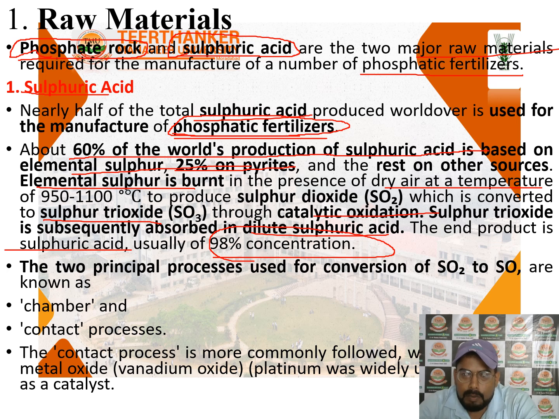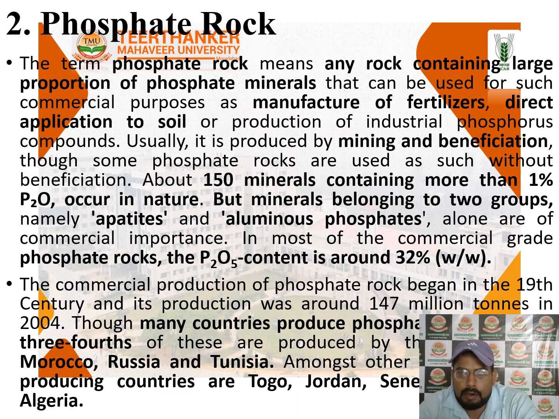There are basically two principal processes used for the conversion of sulfur dioxide: the chamber process and the contact process. The contact process is commonly followed, with metal oxides and platinum widely used as the catalyst. The first material is sulfuric acid. Second are the phosphate rocks.